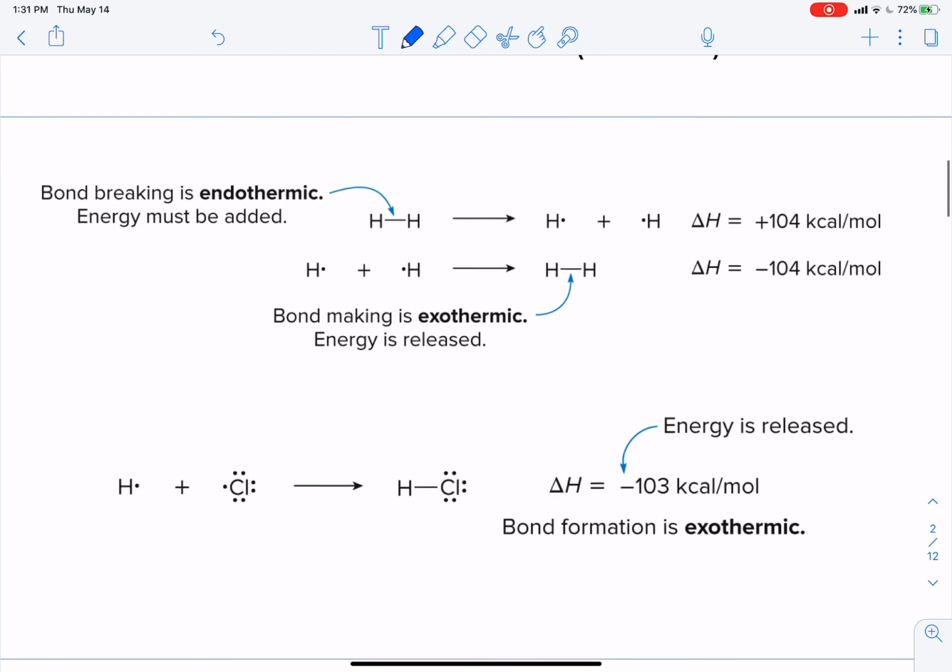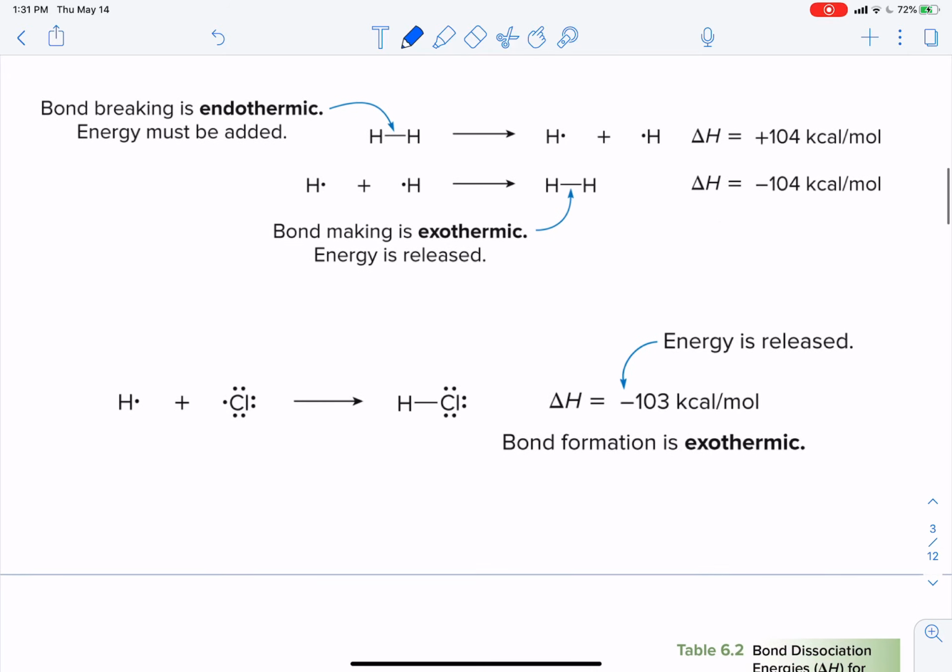So just to look at a different reaction. So instead of chlorines, here we have the hydrogen molecule. So we've got H2. So if we break that single bond right there, that's going to cost us 104 kilocalories per mole of H2 that we do that to. So that plus right there means input energy. You got to put energy in to break that bond.